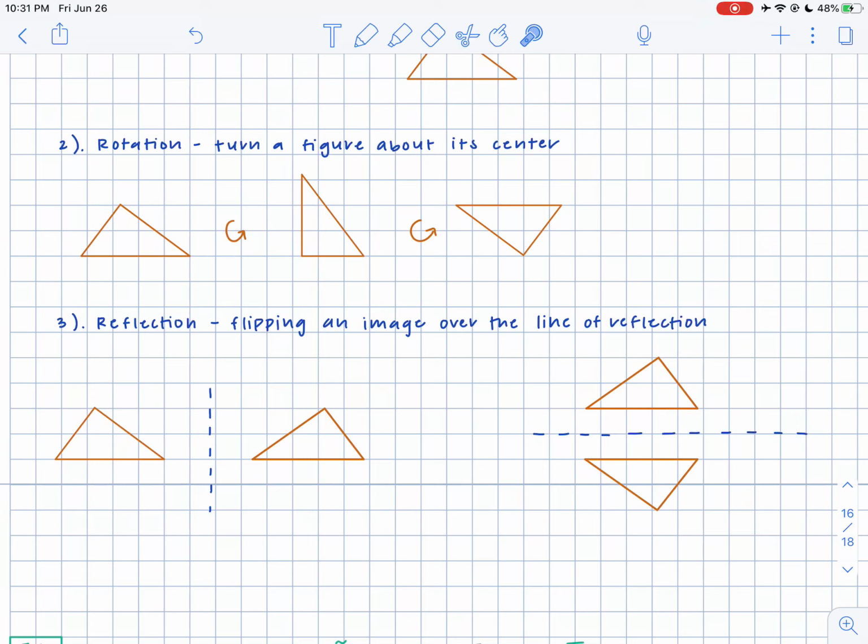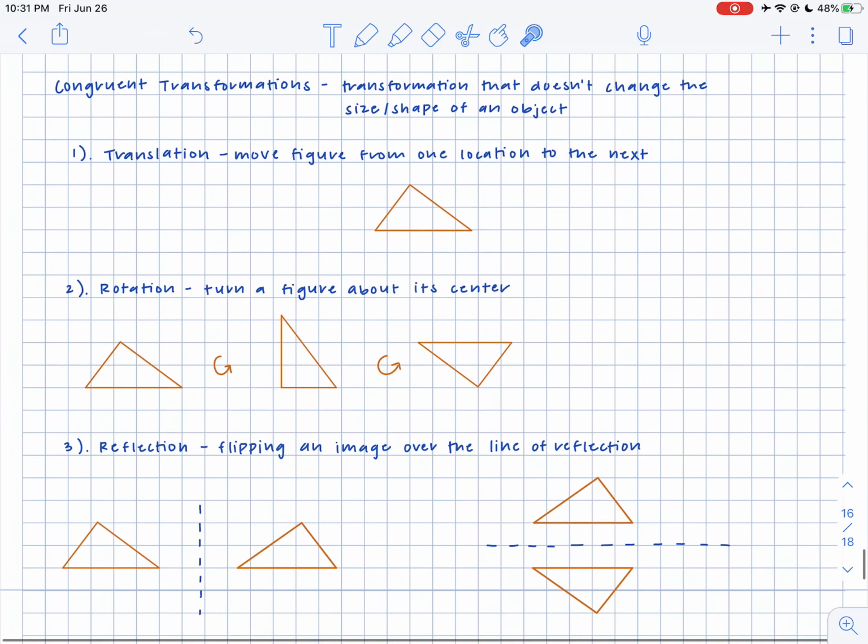Lastly is a reflection. This is flipping an image over the line of reflection. The way I imagine this is, imagine this triangle is looking into a mirror where this dotted line would be a mirror. So this could be its mirror image. So you can reflect it about this line of reflection, or you can reflect it about this line of reflection.